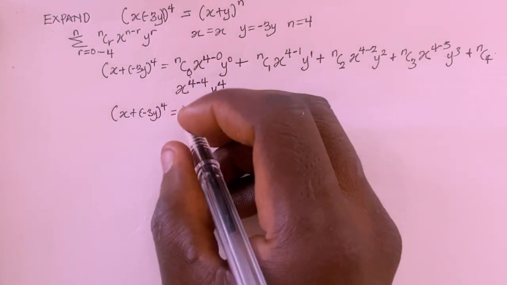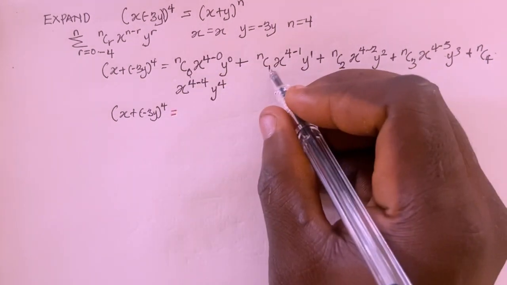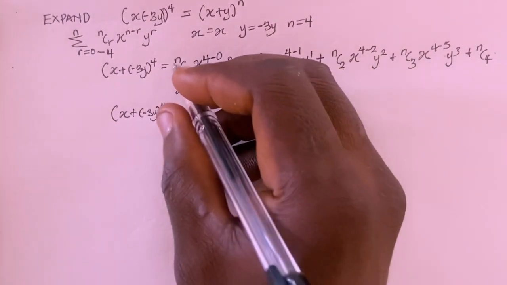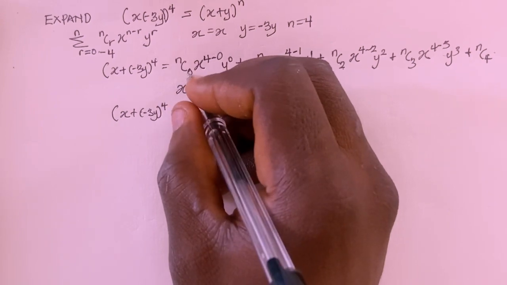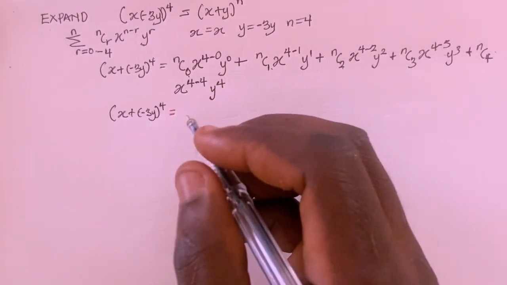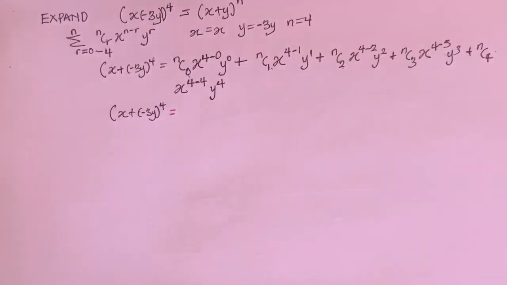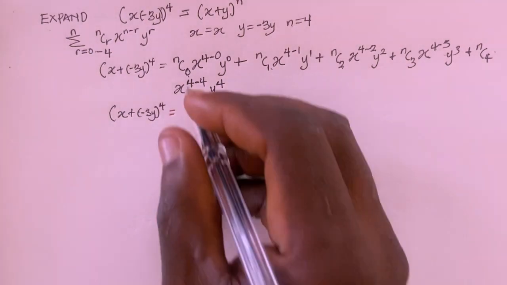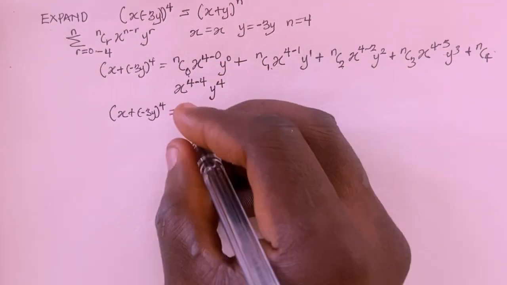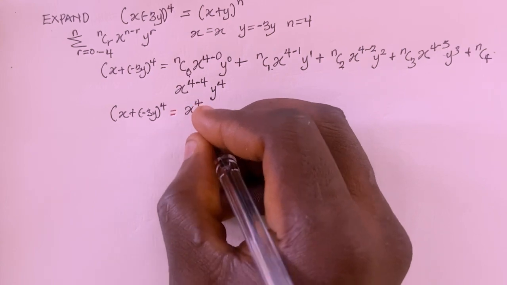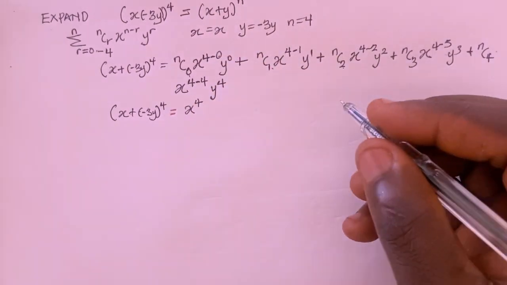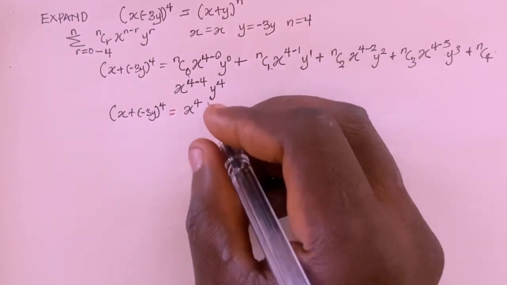So here I'm having n combination 0. I just need to find a solution to this n combination. Whenever we have n combination 0, that's actually 1, right? So this is actually 1. Then after that, x is power 4, because 4 minus 0 is 4. Then y raised power 0 is actually 1.